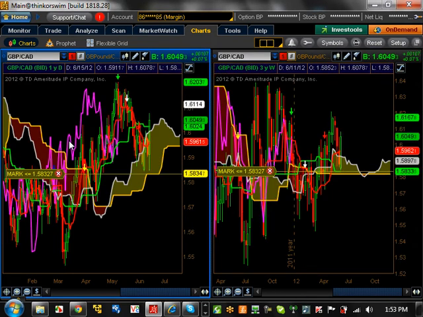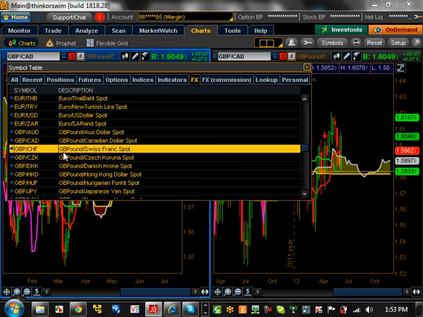Pound CAD, nothing really going on. You could see a big consolidation pattern. You could see it getting tighter and tighter because the highs here are making lower highs and the lows are coming up. So it's basically doing a big triangle pattern here and nothing really going on as far as the pound CAD is concerned.